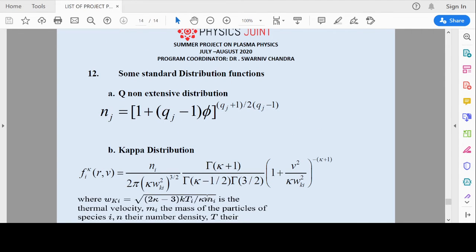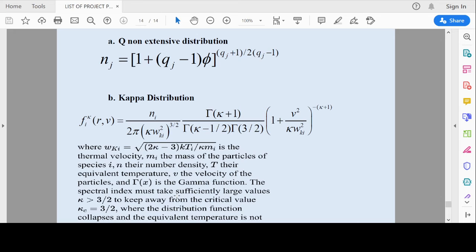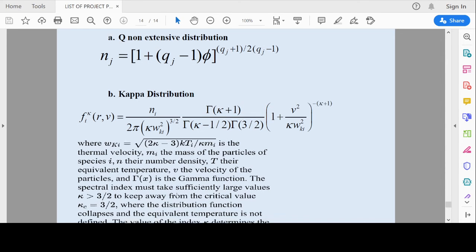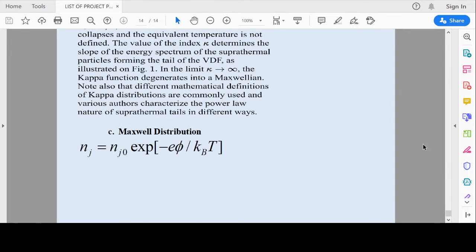Now in many of the problems you may apply some of the particle distributions, as I have said. So it is a Q non-extensive distribution. It's called Q non-extensive distribution. This is a kappa distribution. For this, you can search the internet, that's up to you. And it's a Maxwell distribution. So these are the kind of problems.